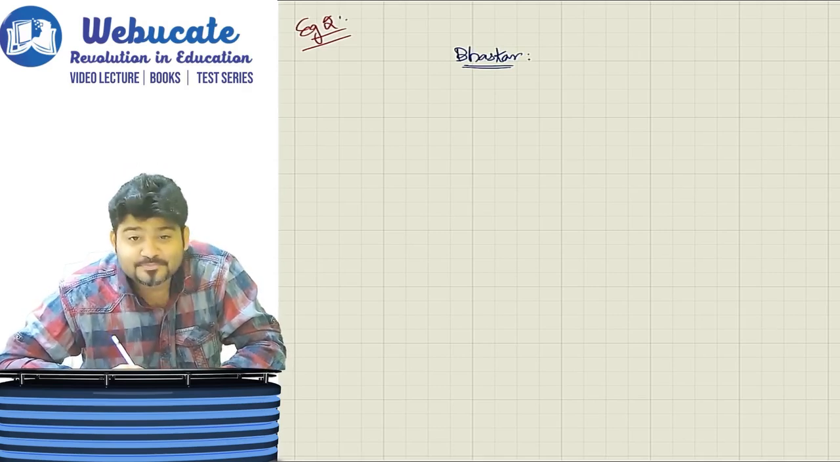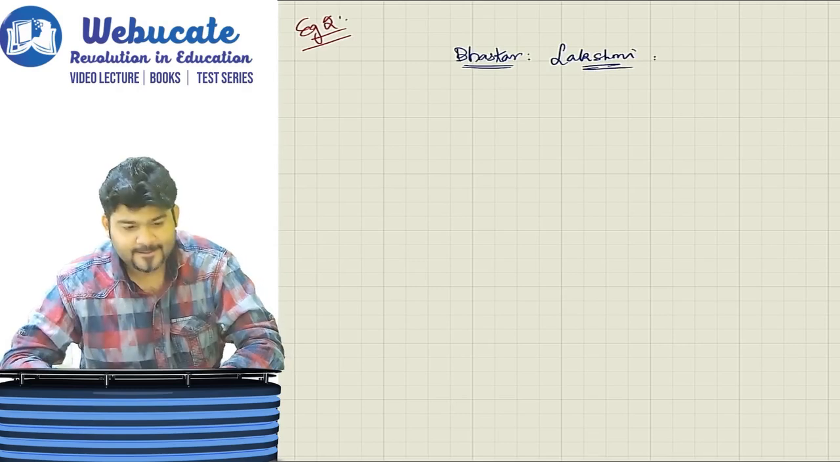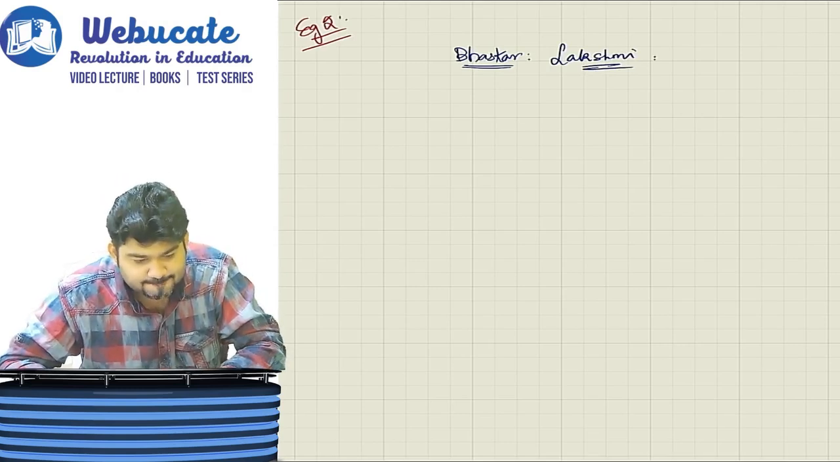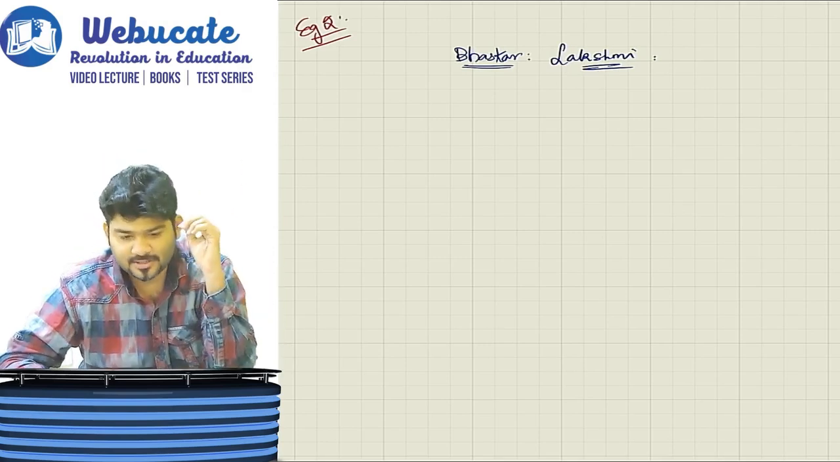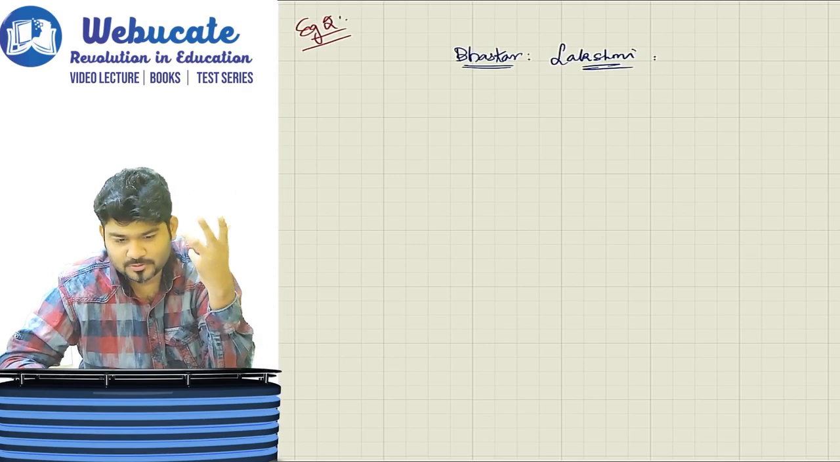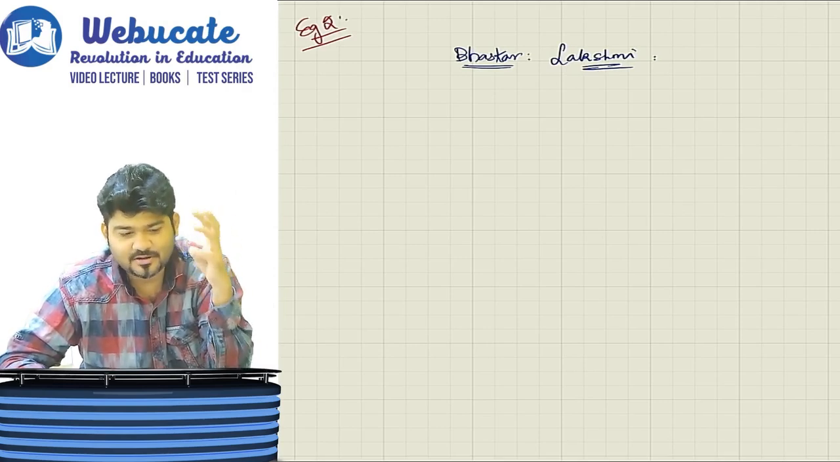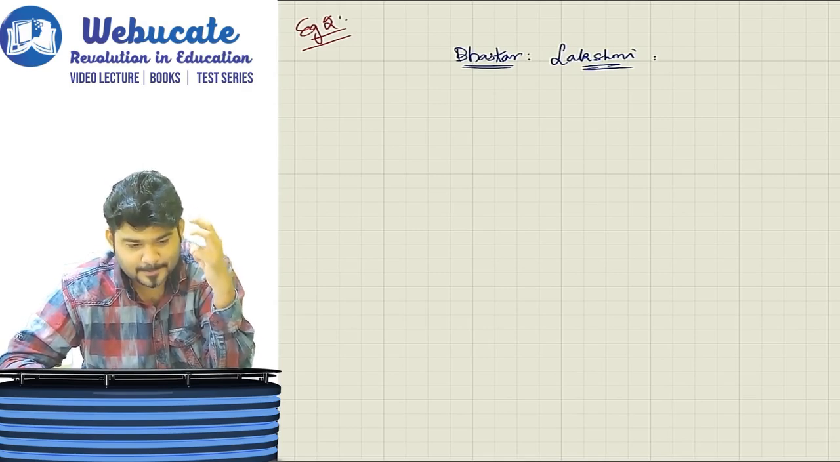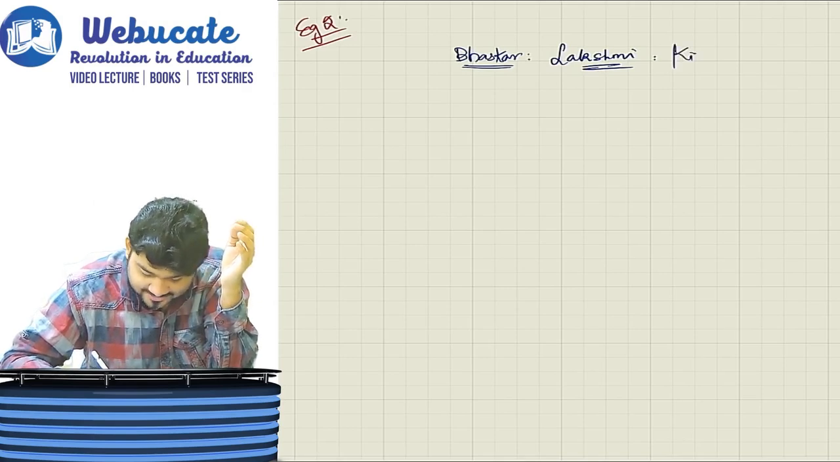So first my person is Bhaskar. Second I will take Lakshmi. And third we will take, which name? Third name, please. Anybody who wants to take an initiative. Third name I want. One is Bhaskar, other is Lakshmi. Third name I want, please. May I? Yes, Kiran.